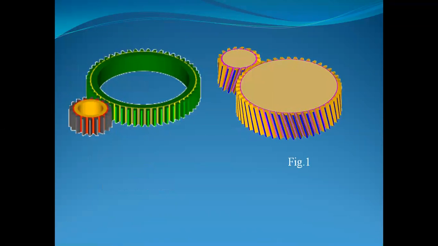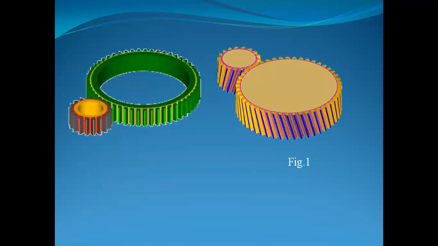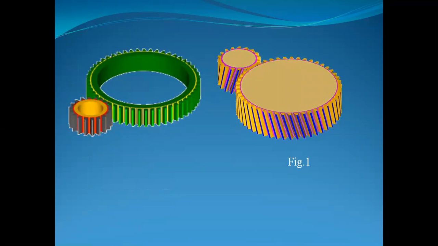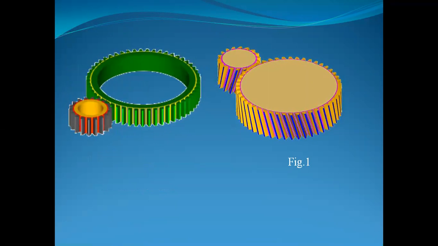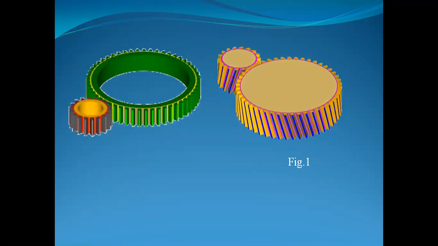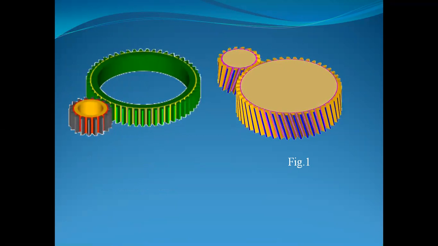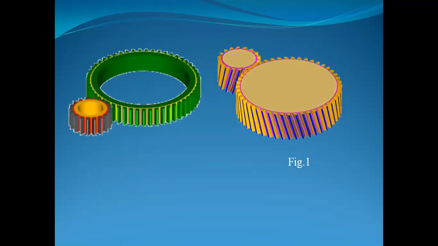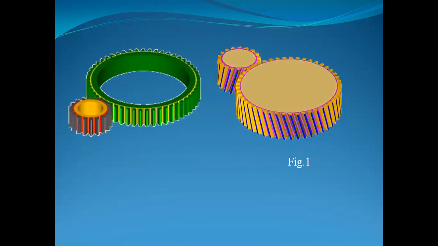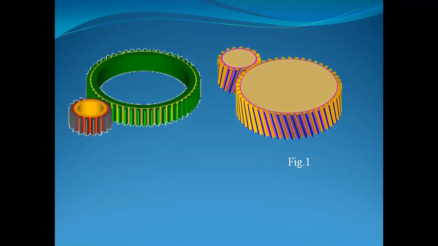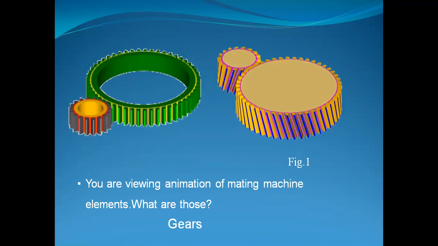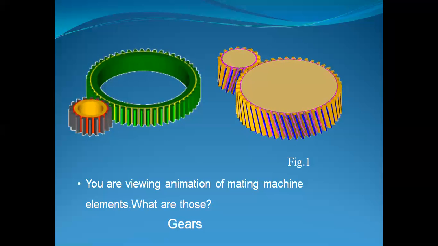Before discussing the topic, just observe this animation. One is a driver and another is the driven. In this picture, we have observed two types of gears based on teeth profile. You are viewing an animation of a mating machine element. These are called gears.